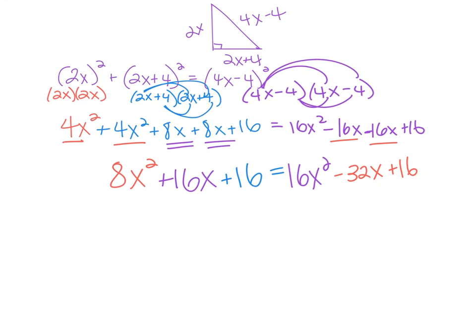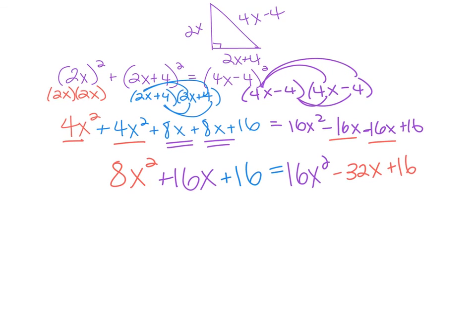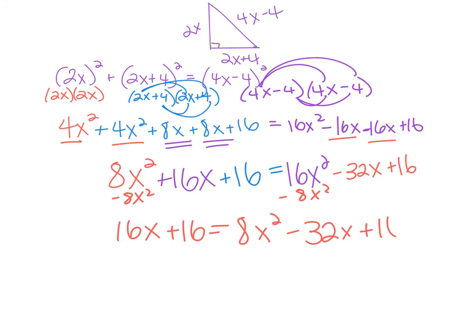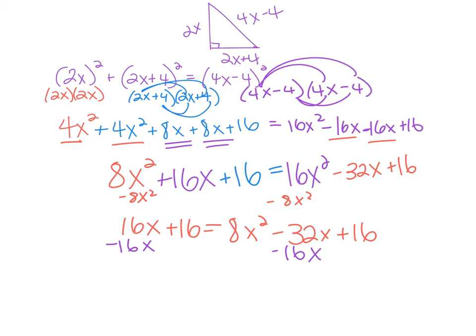You with me so far? Yeah? Now I got to combine my like terms. So everything that's squared, I want to one side. So I'm going to subtract the 8x squared. Get 16x plus 16 equals 8x squared minus 32x plus 16. And then I would subtract the 16x. And I get 16 equals 8x squared minus 48x plus 16.